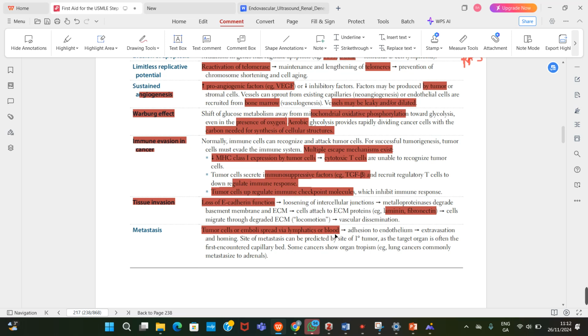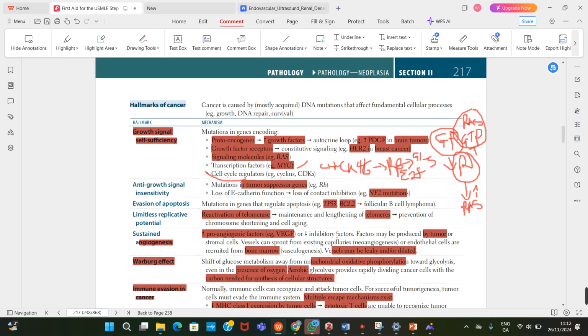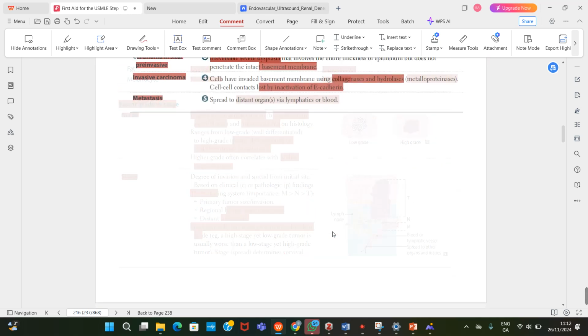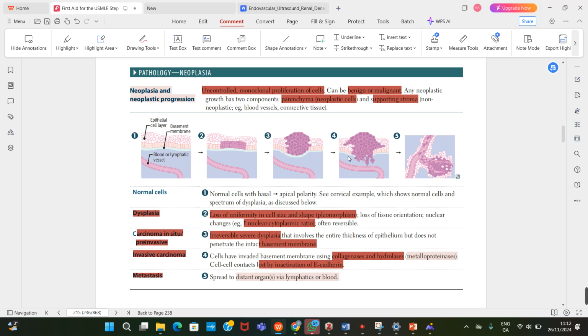Don't stress yourself. There's loss of E-cadherin, so cell-to-cell contact is lost. There's release of metalloproteinase that will degrade the basement membrane and the extracellular matrix. Now the cells will start attaching to components of this extracellular matrix like fibronectin and laminin, and through them they are going to move out and enter into the vessels.